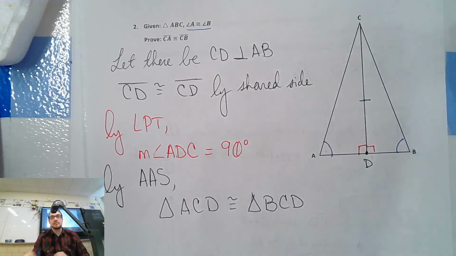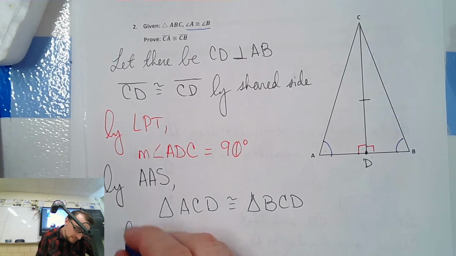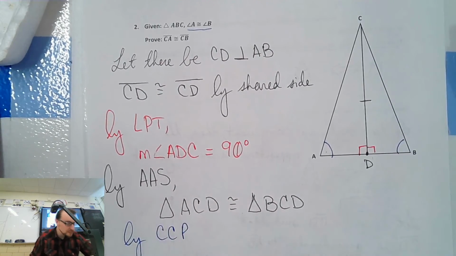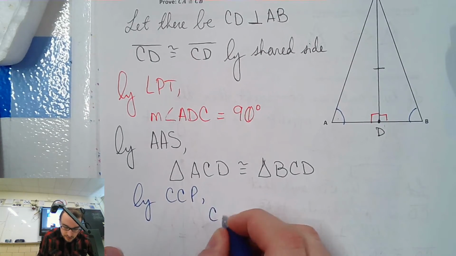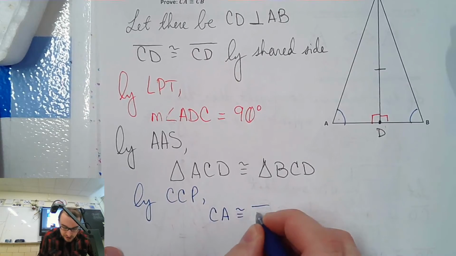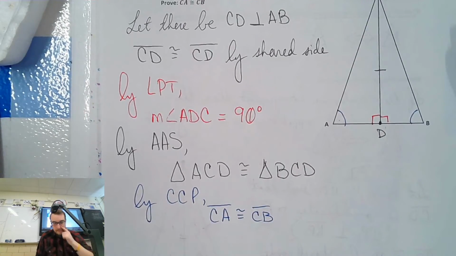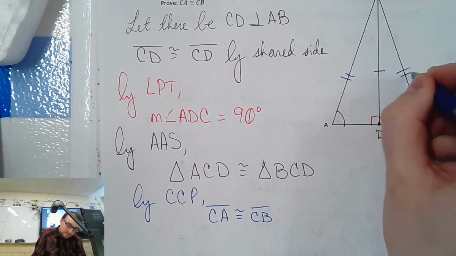And then lastly, what are we going to do? By CPCTC, CA is congruent to CB. That's right. Oh, I did that part. Which is exactly what they wanted, right? I did that part right. I actually got it right.